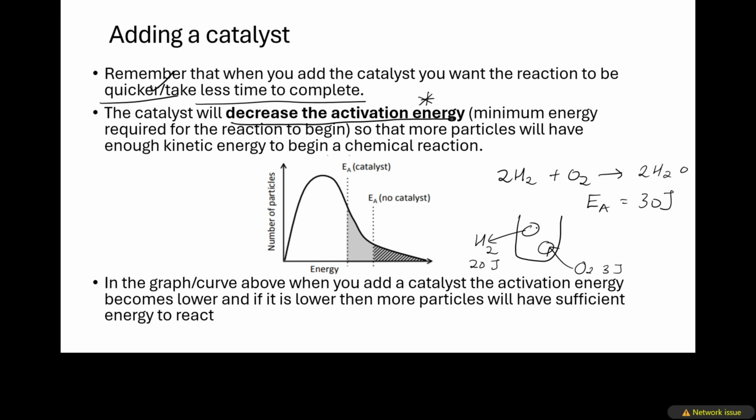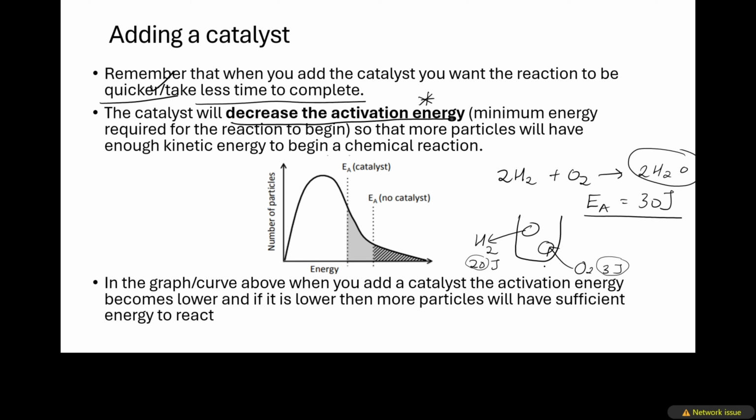And then for them to react successfully and form water, or to collide effectively and form water, they need to have a minimum energy of 30 joules. But if you notice here, this one has 20, this one has 3, so together they have 23 joules. They will not be able to form water, these two particles, because their kinetic energy is lower than the activation energy.